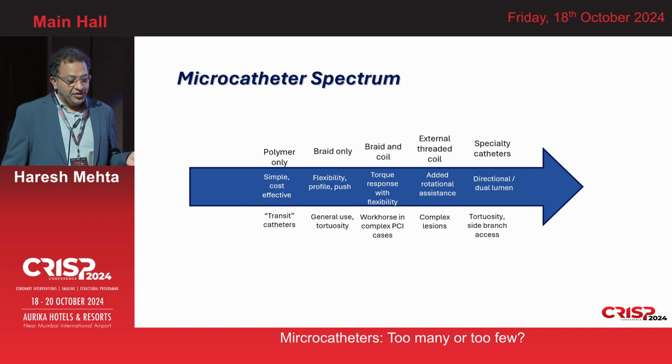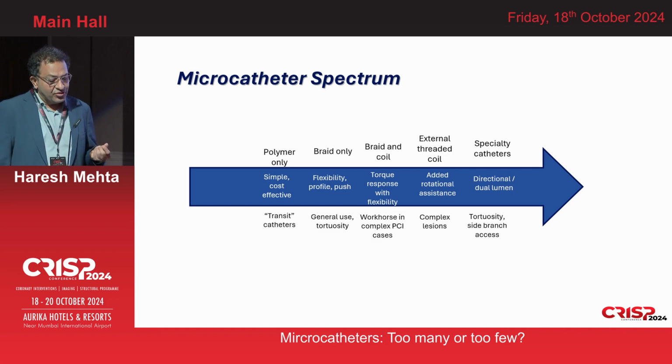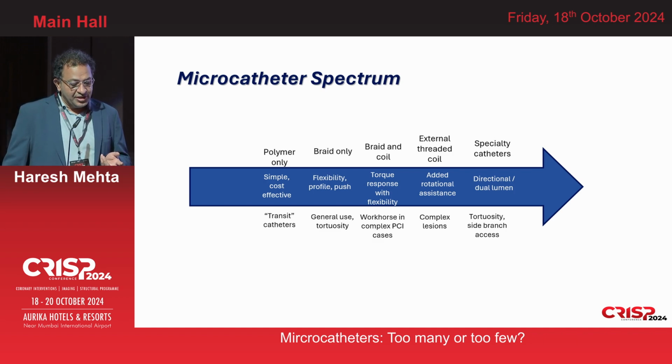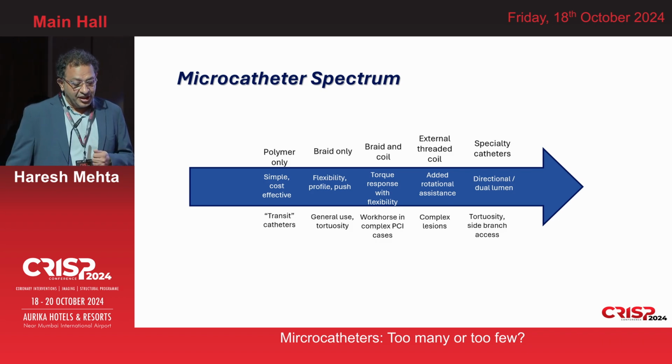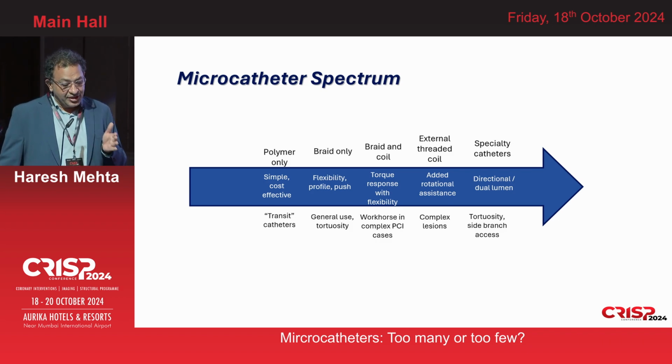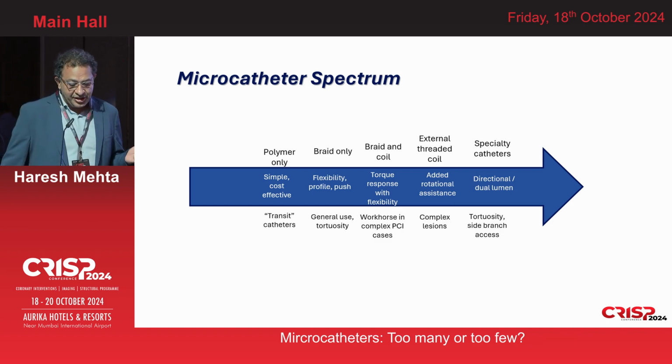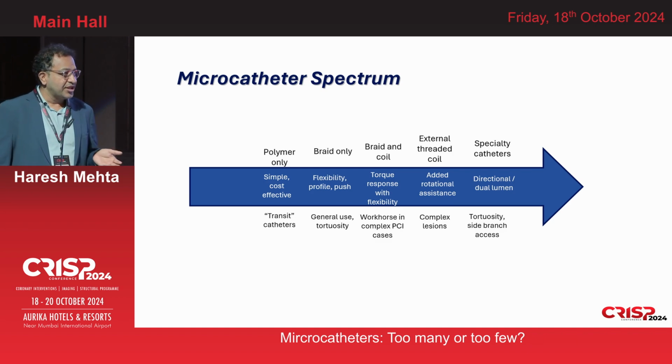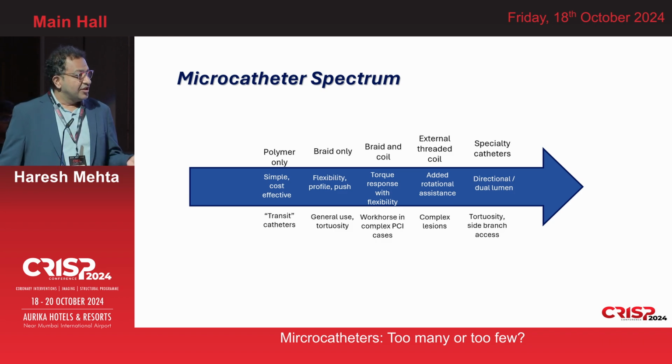We start with polymer only, which is generally a catheter which is just used to transit. You generally don't do much with that. Then came the braided ones, which allow you a little bit of flexibility and a little bit of push. It's generally used in tortuous vessels. Then came braided and coil, where you can have a little torquing ability so that you can get into a lesion, but at the same time be flexible. Then came the external thread coil for additional rotational assistance so that we can rotate it better without kinking the catheter, so the wire doesn't get trapped. There's dual lumen, and of course we have special catheters.